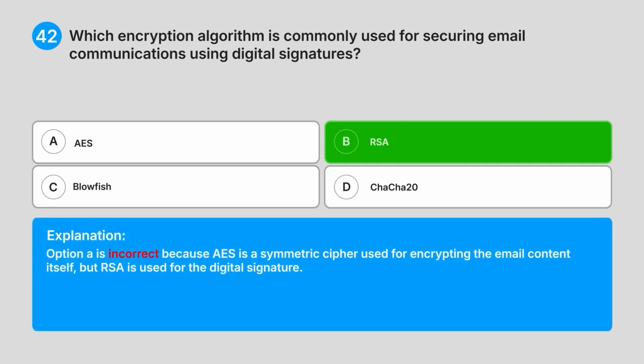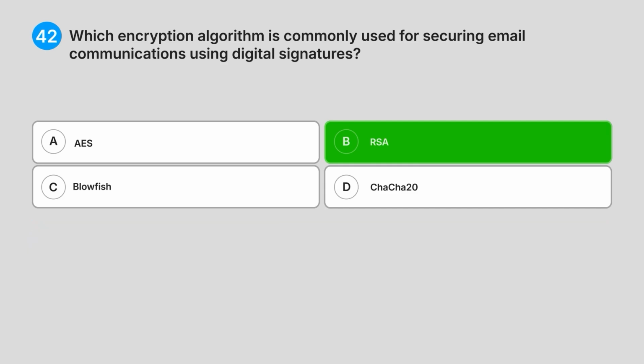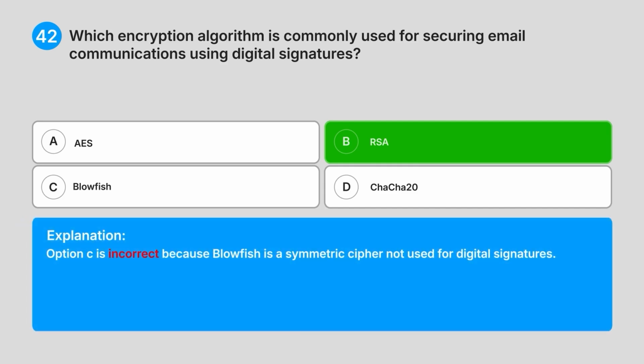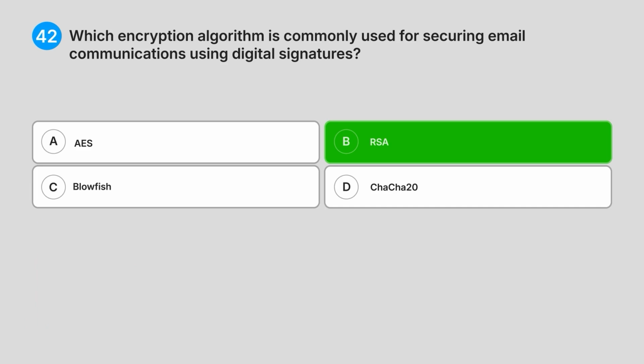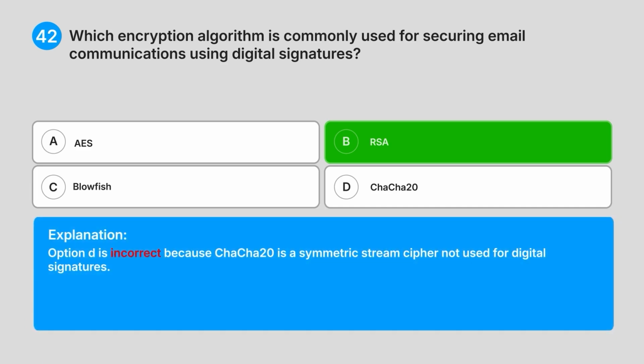Option A is incorrect because AES is a symmetric cipher used for encrypting the email content itself, but RSA is used for the digital signature. Option C is incorrect because Blowfish is a symmetric cipher not used for digital signatures. Option D is incorrect because ChaCha20 is a symmetric stream cipher not used for digital signatures.